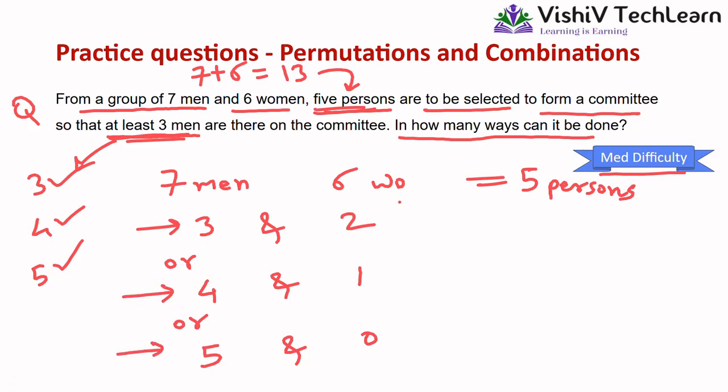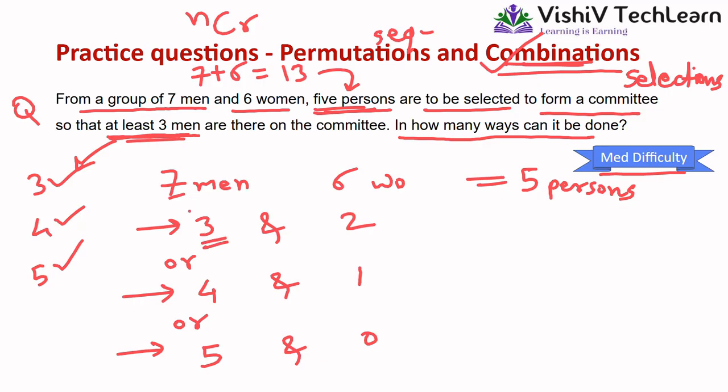Now how will the formula be? It is again all about combination, because this is all about selection. We just have to select. We are not worried about order or sequence. So it is all about combination. We have to use the formula of combination, which is nCr. Here we have to select 3 out of 7. Correct? So the formula will be 7C3.